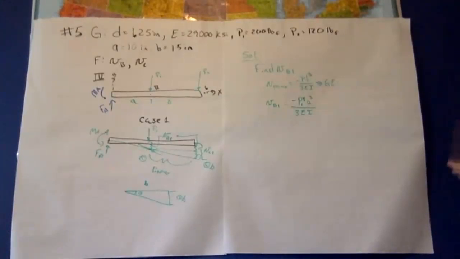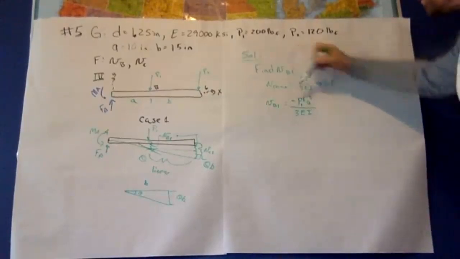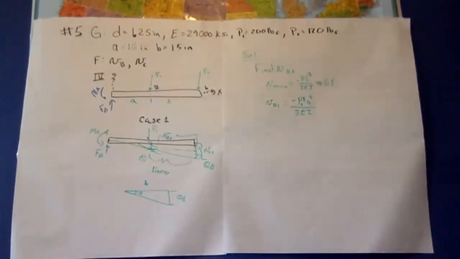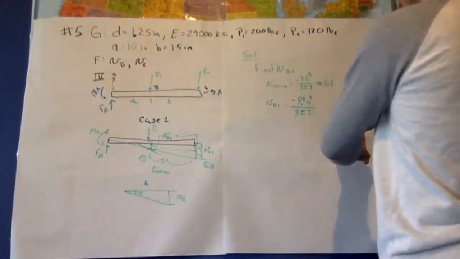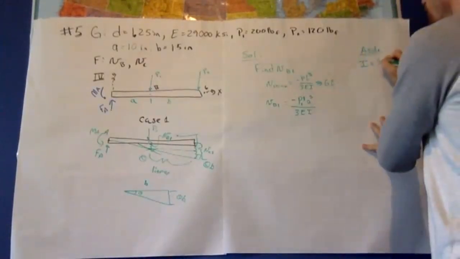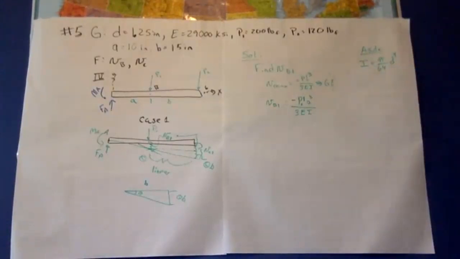Yep, makes sense. So what's the only thing missing here? We have P1, we have A, we have E, but what's the I? Use the diameter to find that. Yeah. So we would do an aside, and we would say the I is equal to pi over 64 d to the 4th. That's the second area moment for a circular shaft.